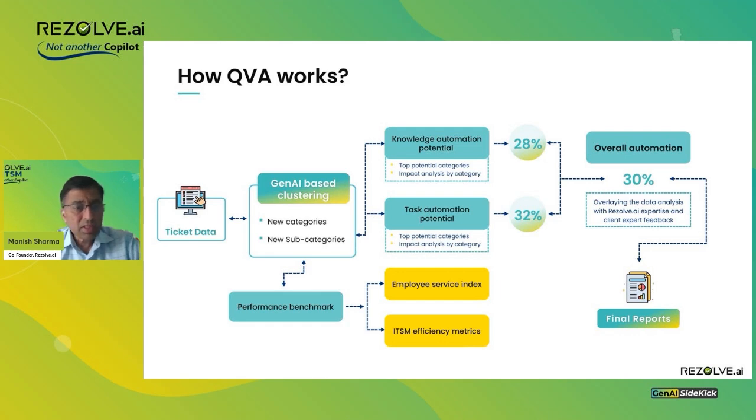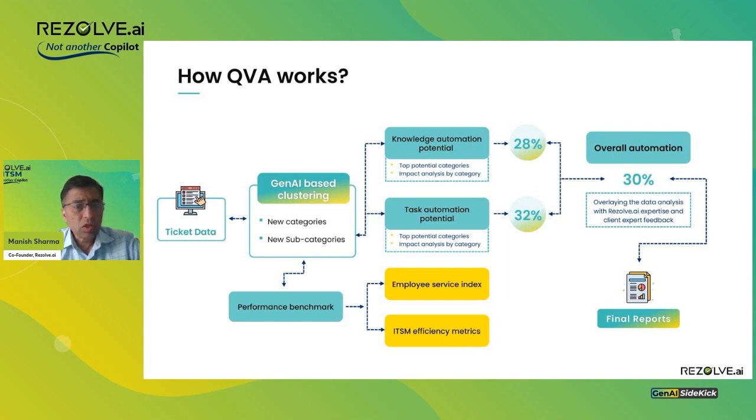By the way, just on the basis of this categorization, you can do a bunch of performance benchmarking. You can create an employee service index. You can create ITSM efficiency metrics. There's a bunch of metrics that we can do just on the basis of first level analysis. But of course, analysis doesn't stop there.